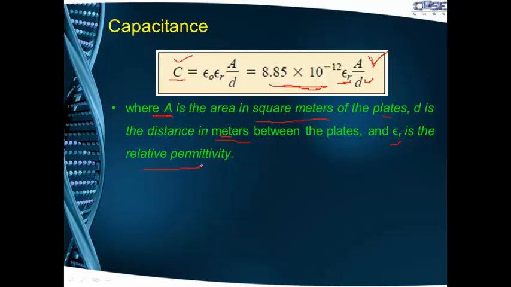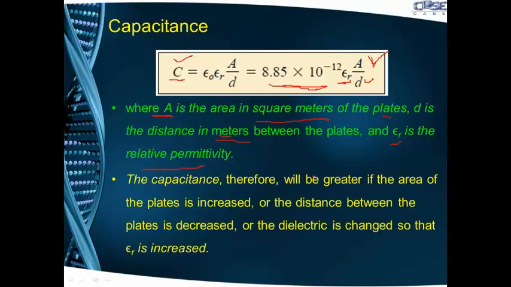So the capacitance therefore will be greater if the area of the plate is increased, or the distance between the plates is decreased, or the dielectric is changed so that epsilon r is increased. So if epsilon r increases and area increases, capacitance will increase. If D is decreased, capacitance will increase.